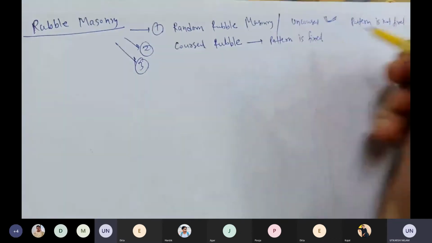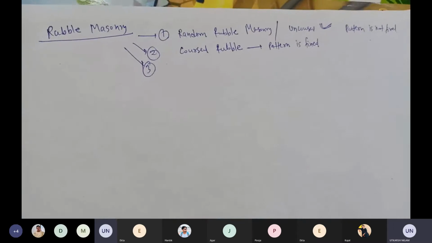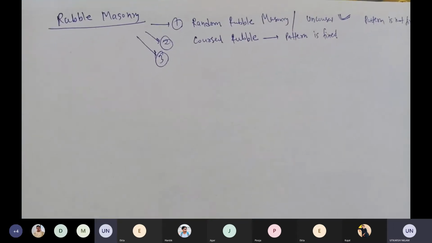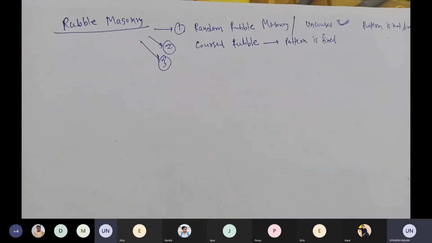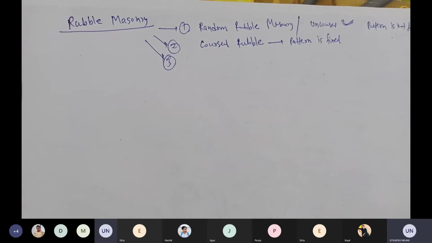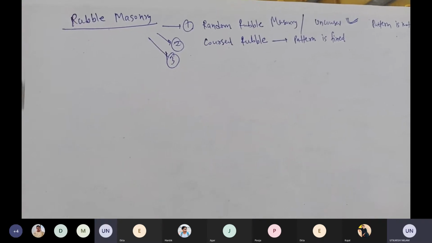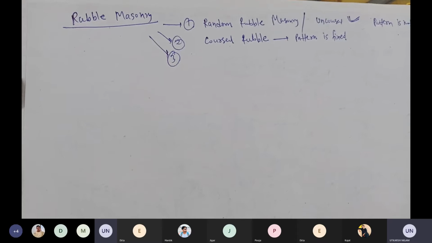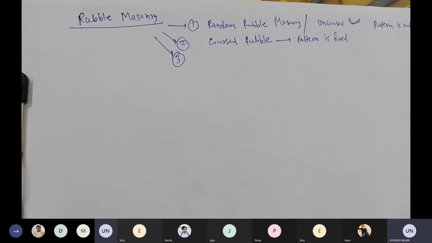In the other one, the coursed rubble masonry, the pattern is fixed. The third one is the dry rubble masonry. In dry rubble masonry, the construction is made in courses similar to ordinary rubble masonry, but without mortar.